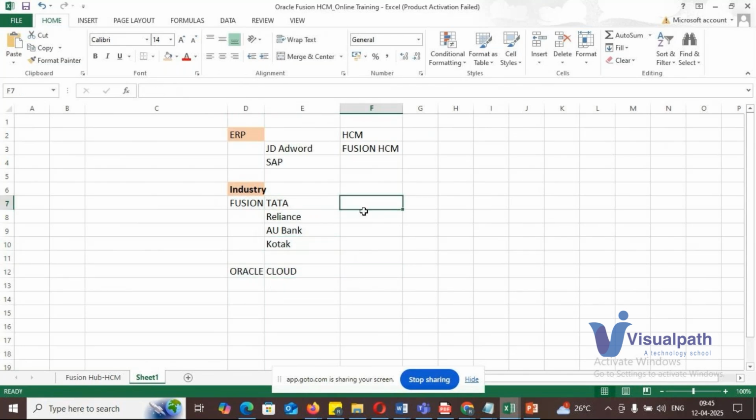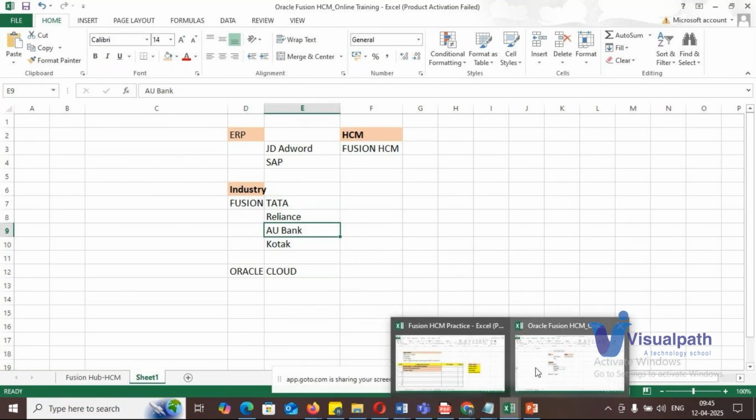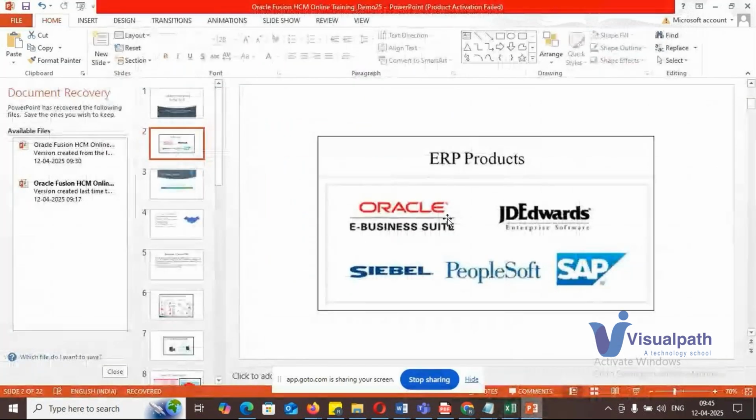Here we will do the configuration for the industry. Suppose I talk about AU Bank and the people in human capital management. We will provide access to the company, and they will use that Fusion application based on their business requirements and business functions. We have a lot of ERPs in the market, but Oracle Fusion is highly in demand. We will do this only for Oracle Fusion SCM, right?